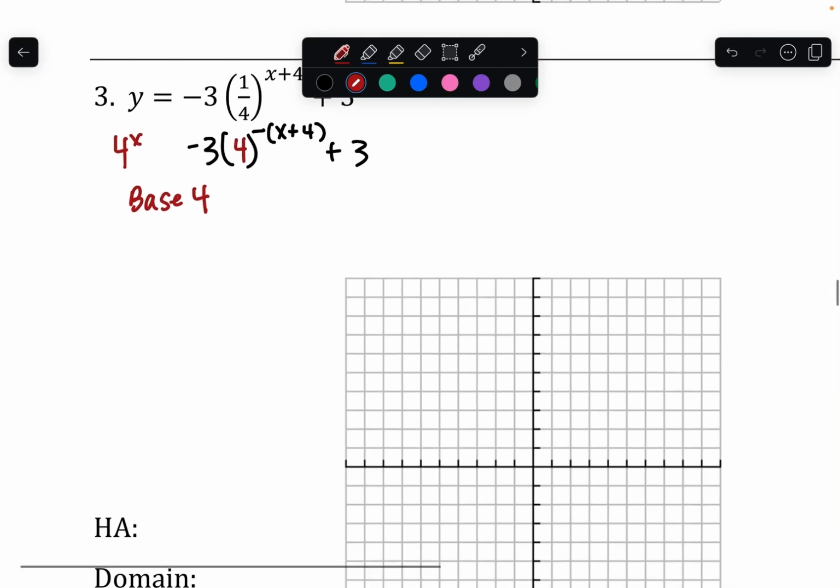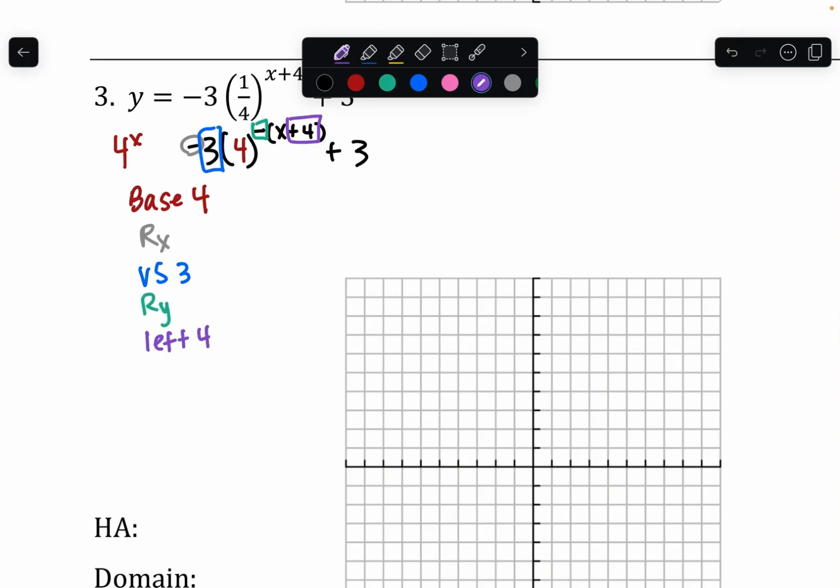Okay, and so now when I'm identifying my transformations, I have a reflection across the x-axis. I have a vertical stretch by 3. I have a reflection across the y-axis. And then I have a left 4. And then I have an up 3.